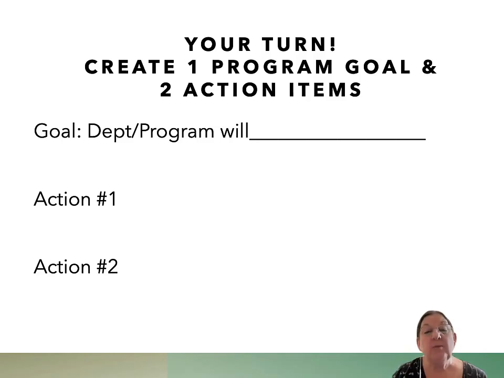So now it's your turn. Create 1 program goal and 2 action items. Now remember, program goals are not about the students. They're about what your department will do or wants to do or hopes to achieve. Outcomes, remember, they're student-centered. Goals are department or focus-centered. Let me know if you have any questions.